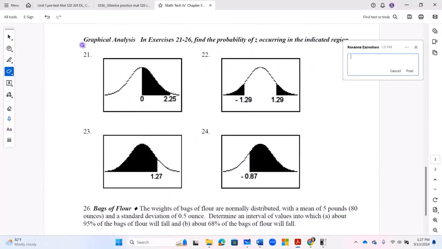Yeah, Roxana, I think 22 would be a good one because we did most of the first 8 and I did 14 with them. I think number 22 would be a good one because it involves finding 2 tails, which is a little more difficult than the others. Okay. Oh, that's good. Find the probability of Z occurring in the indicated area.